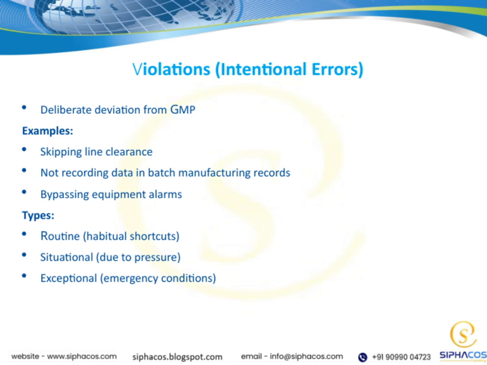These violations can be categorized into 3 types. First, routine violations, which are habitual shortcuts taken over time, sometimes out of convenience or complacency. Then, situational violations occur due to pressure, perhaps when deadlines are tight and safety seems to take a backseat. Lastly, there are exceptional violations, typically during emergency conditions when immediate action is necessary. But even then, we must be cautious.